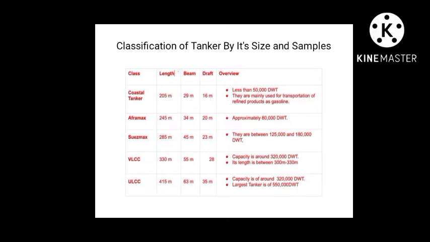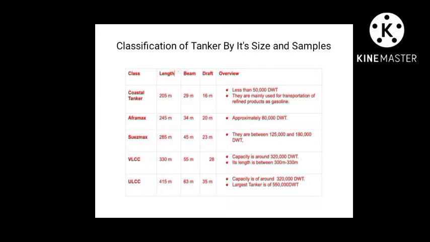So, classification of tankers by its size and examples. These are the 5 classes of tankers and their lengths, beam, draft, and overview. The first is the coastal tanker. Its length is 205 meters, beam 29 meters, draft 16 meters. Overview: less than 50,000 deadweight tons, and they are mainly used for transportation of refined products such as gasoline.